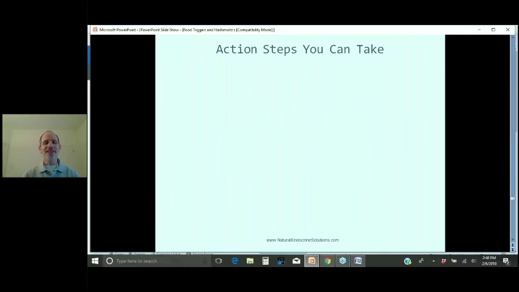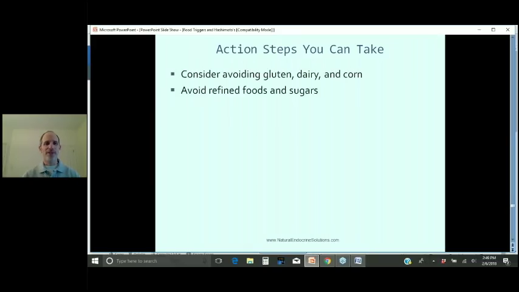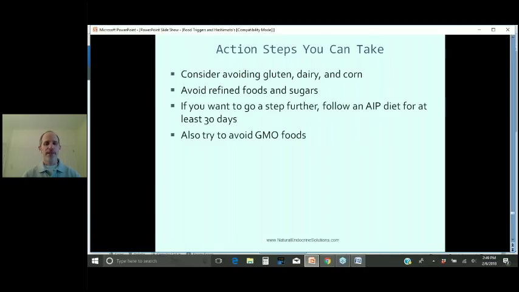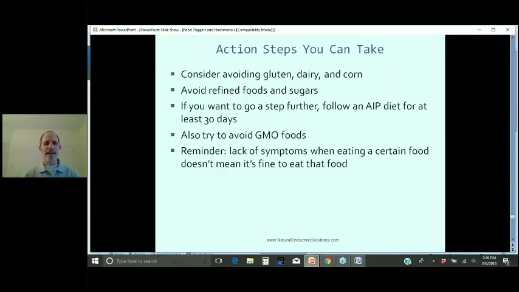All right, so let's talk about some action steps you could take. Consider avoiding gluten, dairy, and corn at the very least. Try to avoid these three, and avoid refined foods and sugar. So these four. And then if you want to go a step further, follow an autoimmune paleo diet for at least 30 days. And again, if you're feeling better, it's probably a good idea to go longer than 30 days, maybe 2 or 3 months. Again, try to avoid GMO foods, so genetically modified foods. And just a reminder, a lack of symptoms when eating a certain food doesn't mean that it's fine to eat that food. I've already spoken about this.